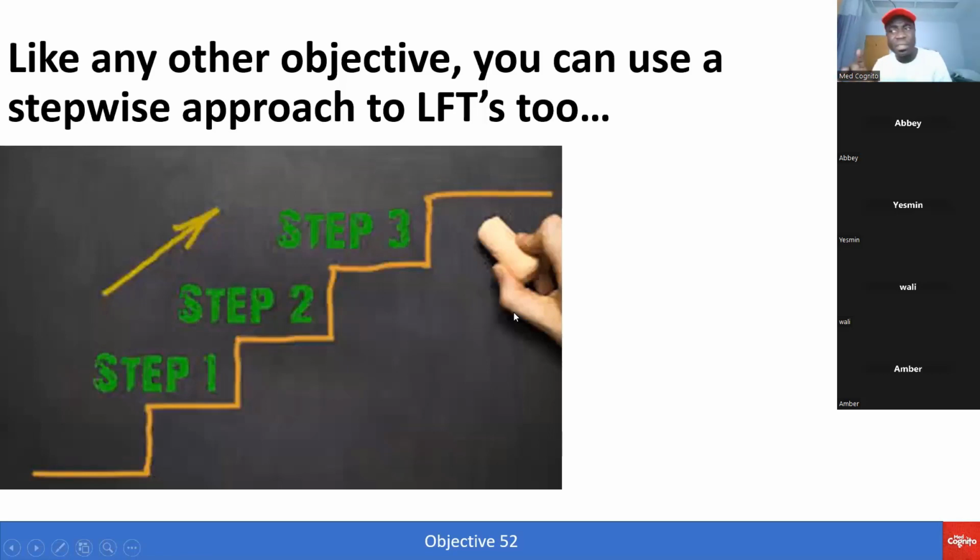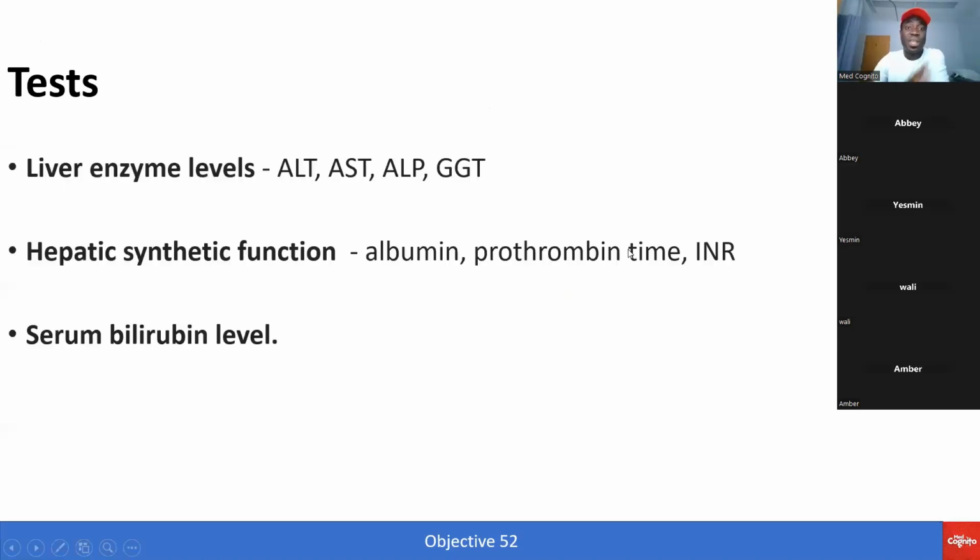So like any other objective, you can use a stepwise approach. And I want to say it again, you can use a stepwise approach to evaluate liver function tests as well. So let's get into it. Now, the liver enzymes you must know are ALT, AST, ALP, and GGT. And then there are tests which look at the synthetic function of the liver, like albumin levels, like prothrombin time, like iron. And then you must also master serum bilirubin level.